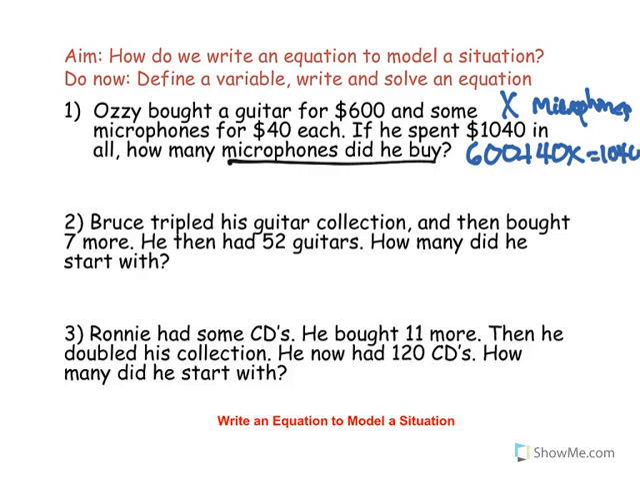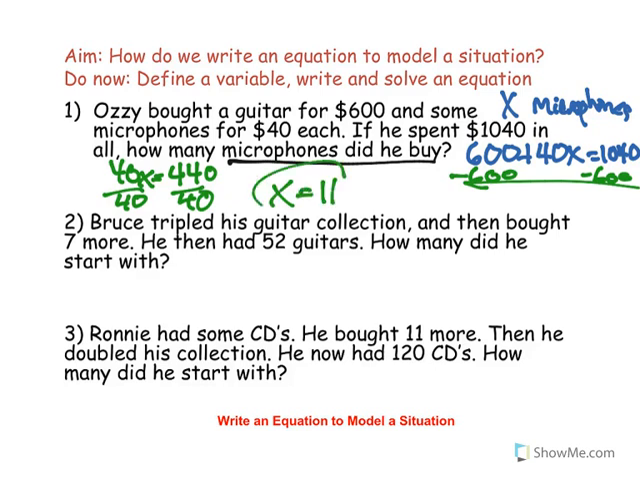So my equation should be 600 plus 40X equals 1,040. I'm going to add negative 600 on both sides. It gives me 40X equals 440. And when I divide by 40, I get X is 11. So our answer as a sentence would be he bought 11 microphones, okay? I'm not requiring you to check, but if you wanted to check, you would go back through the problem. 11 times 40 is 440 plus 600 is 1,040. Again, we're not going to check the equation because we made it.